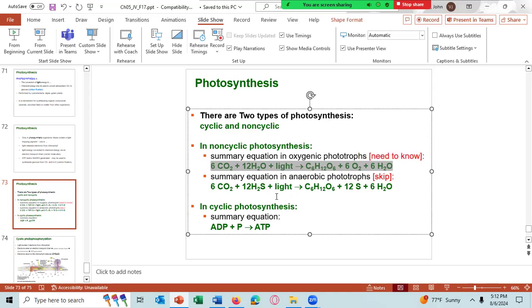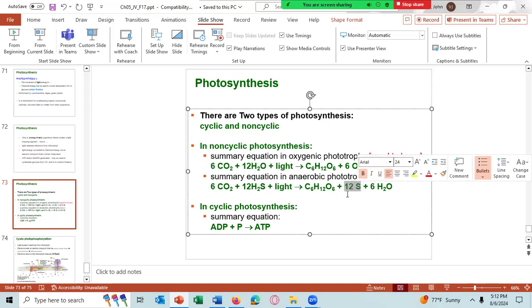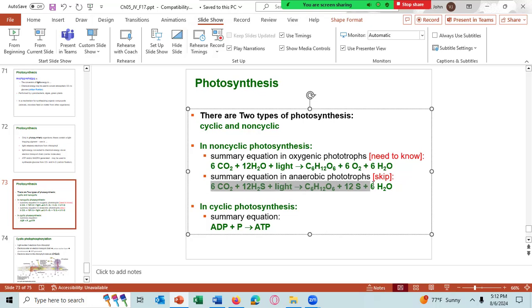There is a non-cyclic photosynthesis reaction that does not produce oxygen, and it actually produces sulfur. And this would be in anaerobic photosynthesis, in bacteria, meaning anaerobic photosynthesis. And you don't need to know this equation. I'm just stating there is another photosynthesis reaction, which is similar. It's just not using water. It's using hydrogen sulfide gas, but it does make glucose.